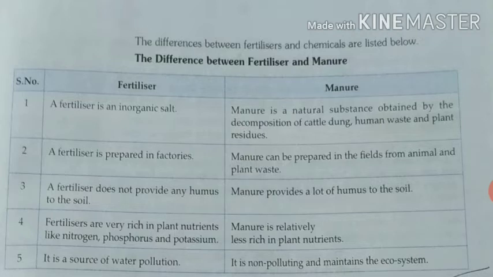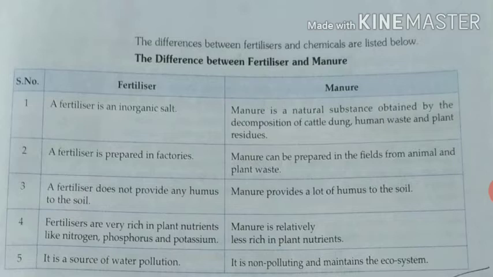Fertilizers are very rich in plant nutrients like nitrogen, phosphorus, and potassium. Manure is relatively less rich in plant nutrients and it provides only humus. So as compared to fertilizers, manure is relatively less rich in plant nutrients, whereas fertilizers are very rich in plant nutrients.